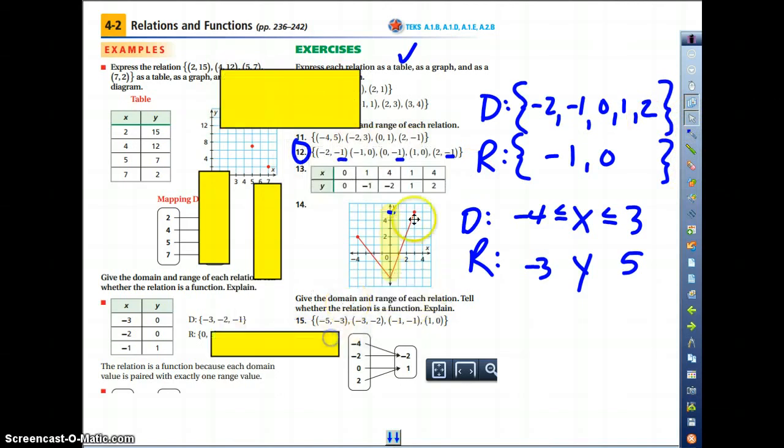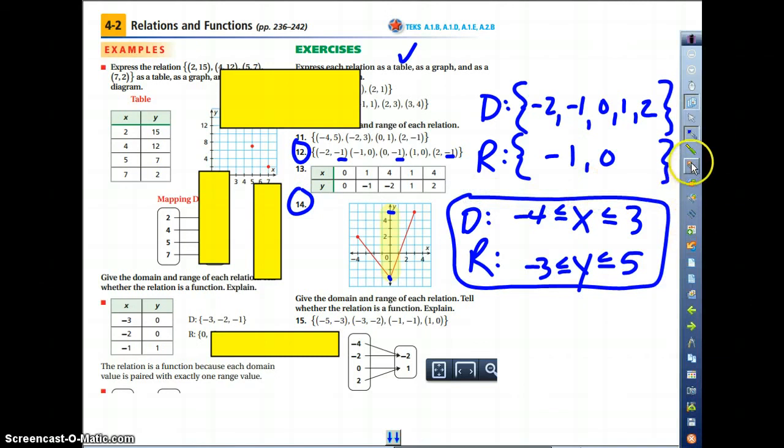I have closed dots. We are going to have to assume that this is a what dot right here? We're going to assume that that's closed. If they didn't want us to include it, they would definitely have made that an open circle. So we're going to put in this. All of my y values are greater than or equal to -3 somewhere on this graph, but less than or equal to 5. So that's our answer to number 14, right there.